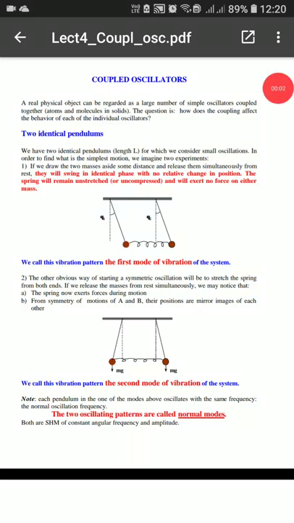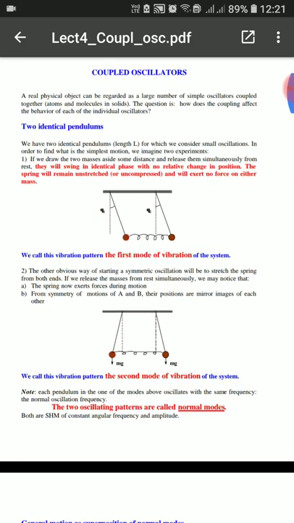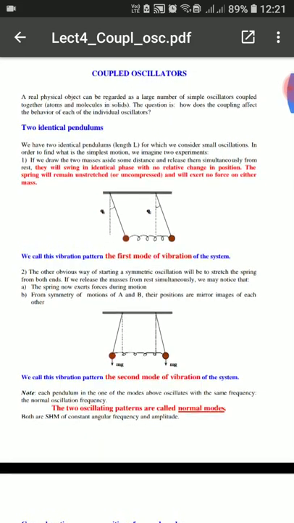Today we will discuss what coupled oscillators are. A real physical object can be regarded as a large number of simple oscillators coupled together, atoms and molecules in solids, for example. But the question is, how does the coupling affect the behavior of each of the individual oscillators?